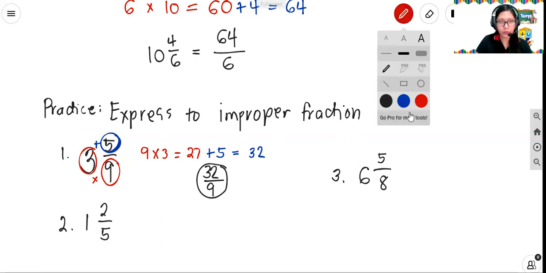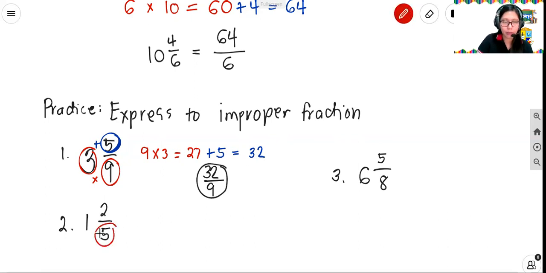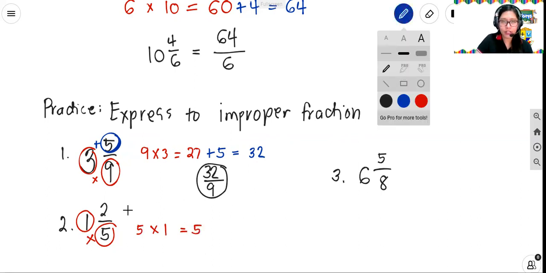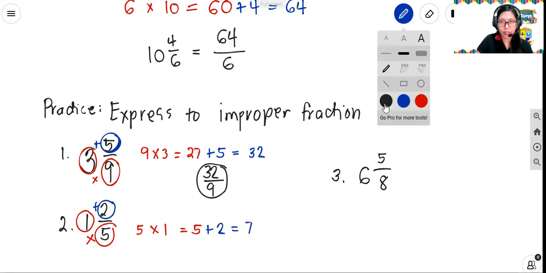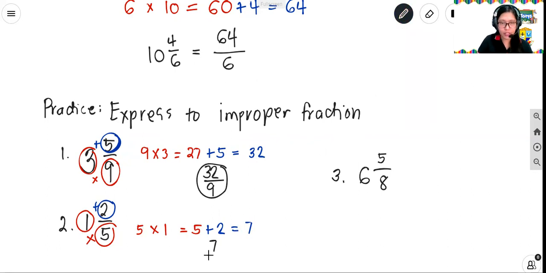Let's go to number 2. Multiply the denominator and the whole number. So we will have 5 times 1, which is equal to 5. And then whatever the answer is, we add to the numerator. So plus 2, which is 7. And that will be our new numerator, 7. And the denominator will still be 5.